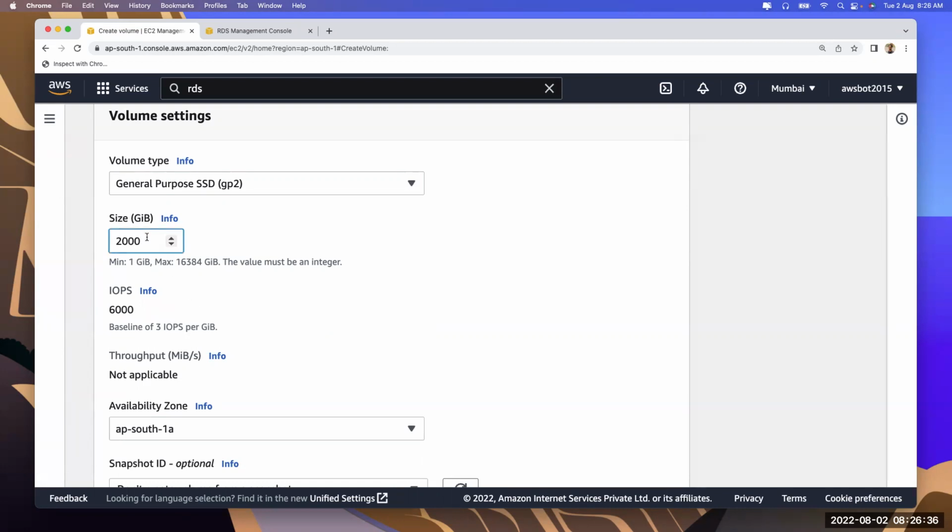In this case, if it is 2000 GB, my IOPS will be 2000 into 3, which would be 6000.